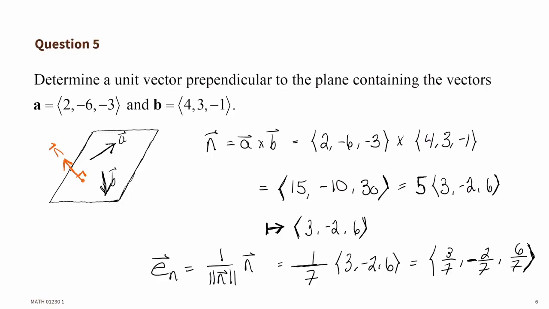Positive or negative. They'd all have the exact same direction, just different magnitudes. So just keep that in mind if you're checking. Say you're doing a problem like this in the book and you check the answer and it's different than yours. See if it's different by a scalar multiple.